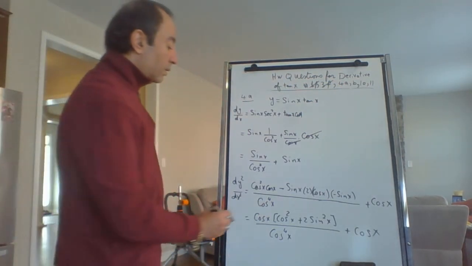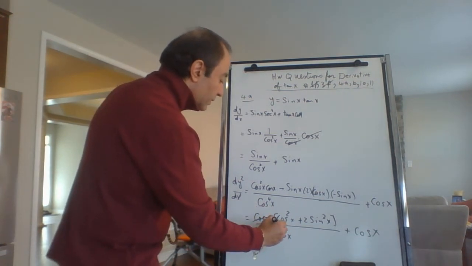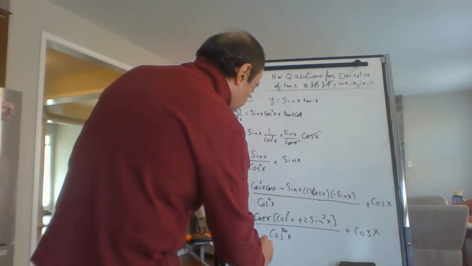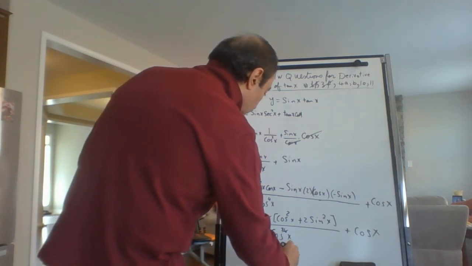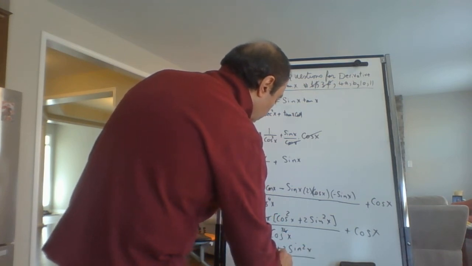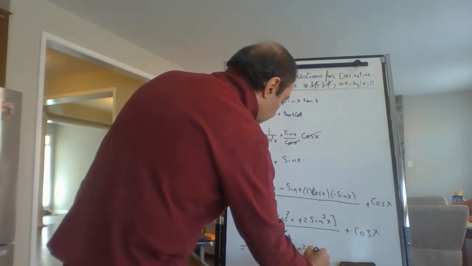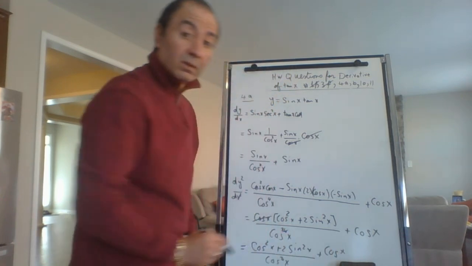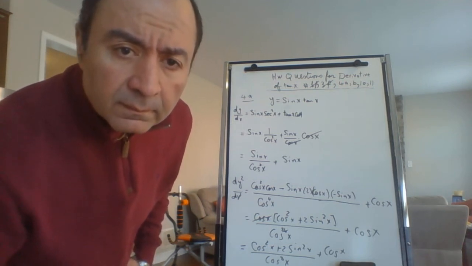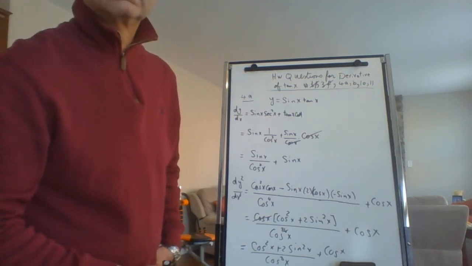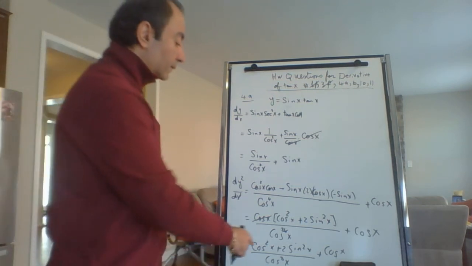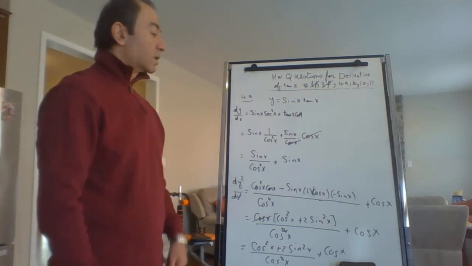Yeah. Now cosine x and the 4 cancel out and leave 3. So the final answer will be cosine squared x plus 2 sine squared x over cosine to the power of 3 x plus cosine x. I don't know if you can see the last step. Yeah, you can see it. Okay, so this is 4a.